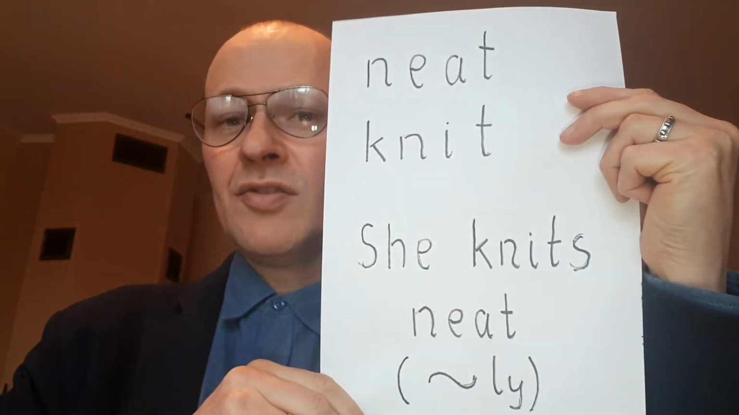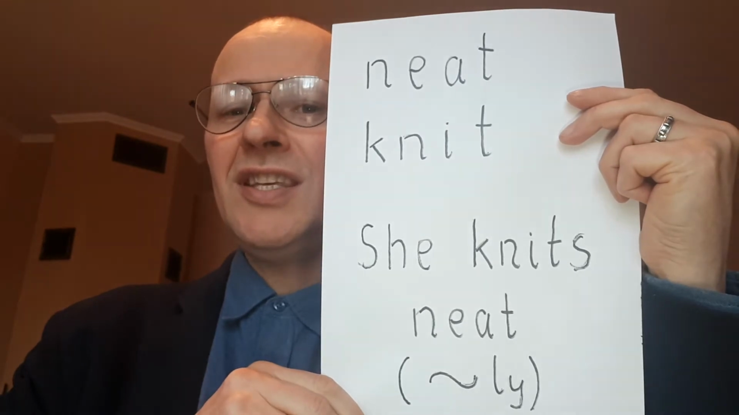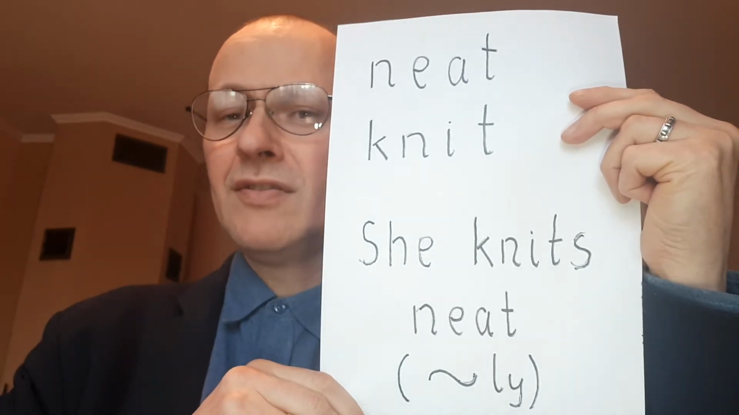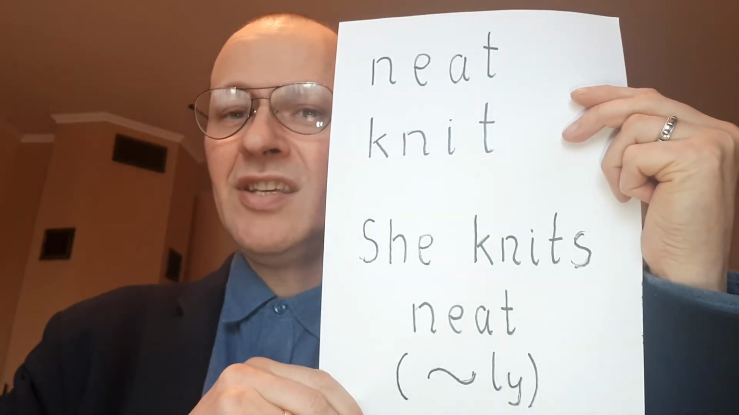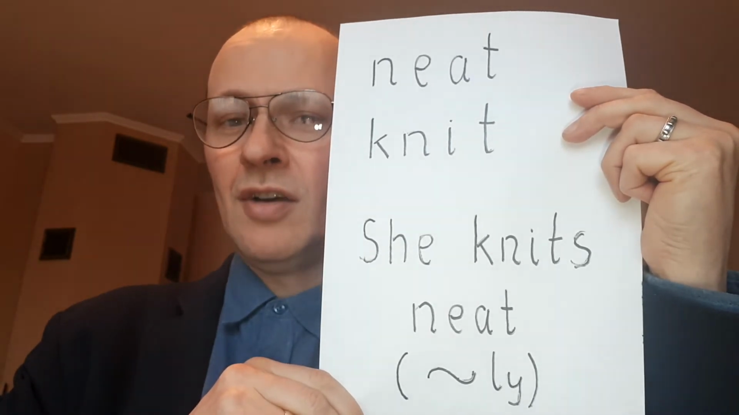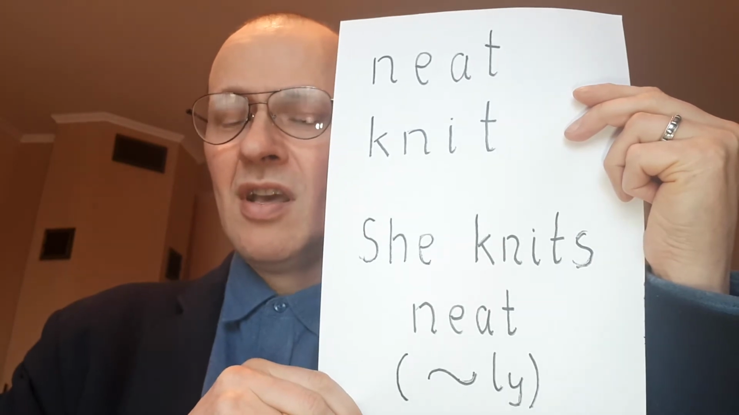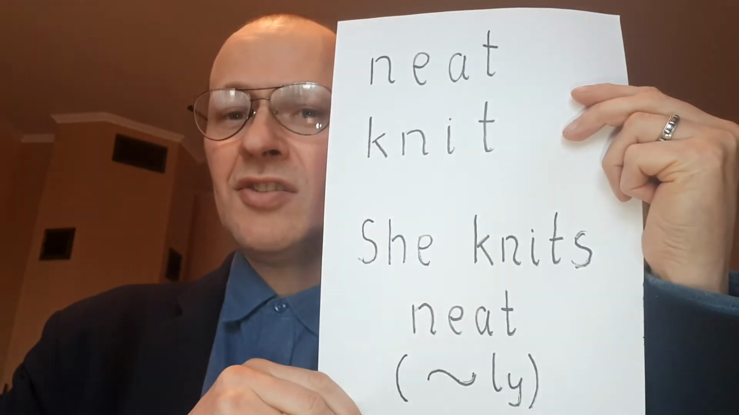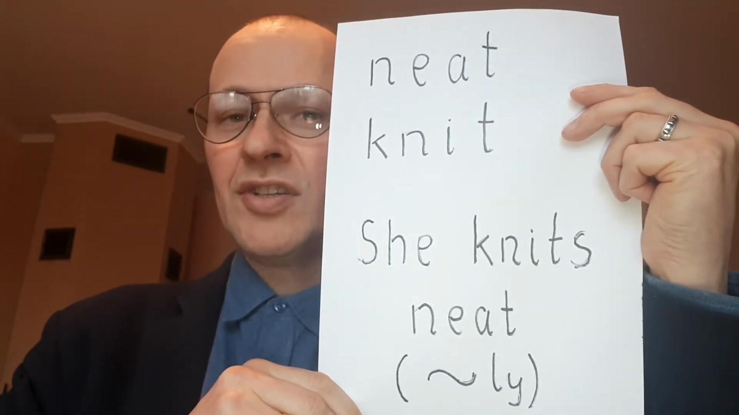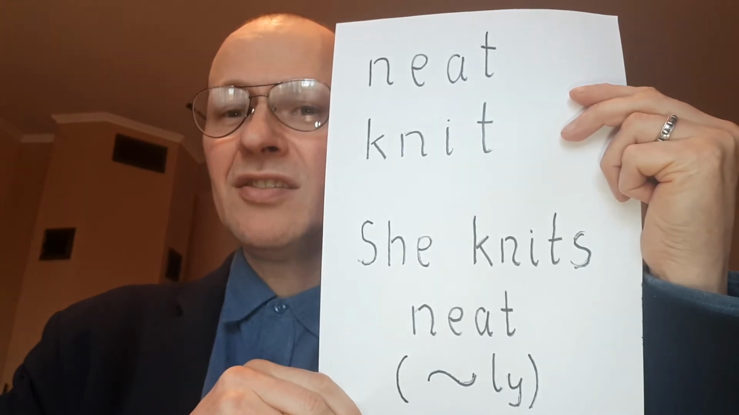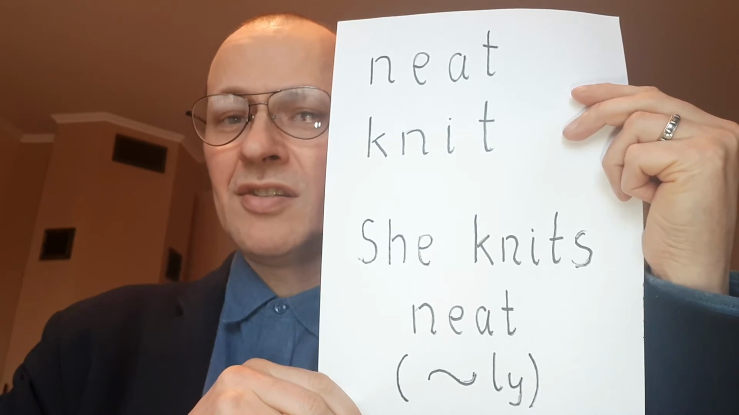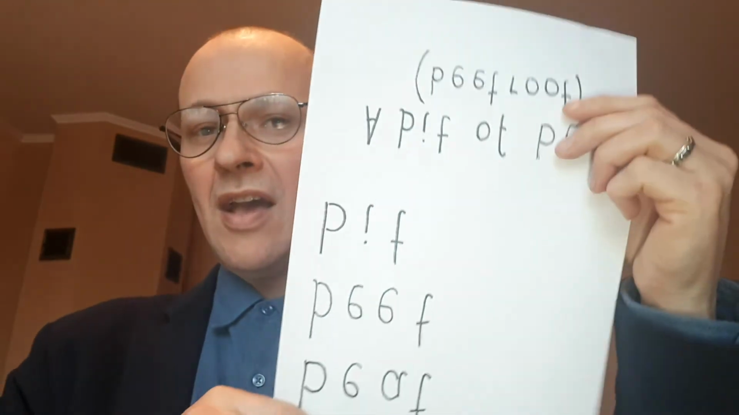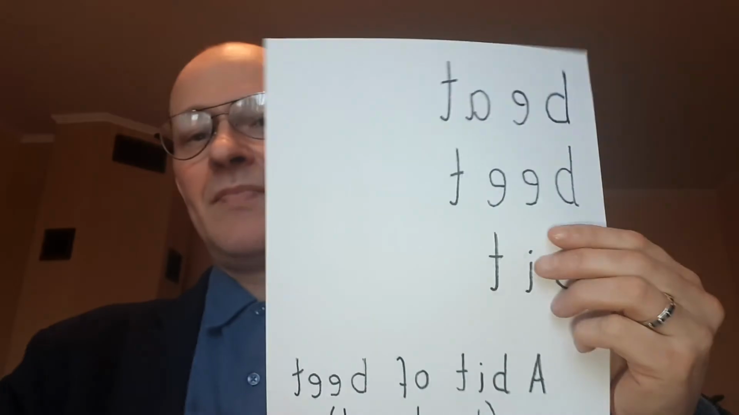So neat, so she knits neat. I used the adjective neat as an adverb instead of neatly. I said neat, right? To show you the contrast in the pronunciation of the vowel. She knits neat, or you can say she turns out neat. She turns out neat sweaters, neat cardigans, very well made. And the next example, upside down.